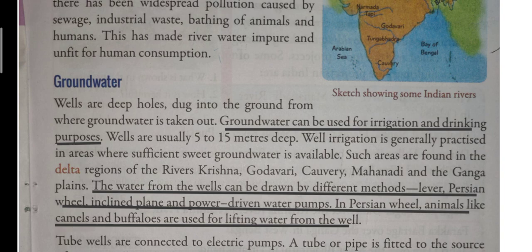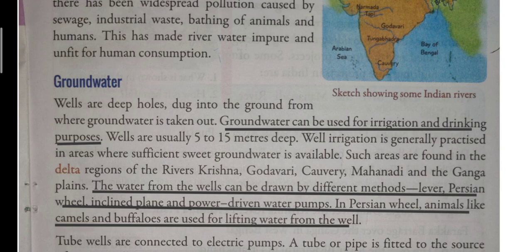So children, the sweet groundwater is available in the areas that are found in the regions of Krishna, Godavari, Kaveri, Mahanadi and Ganga. So in all these places you will find sweet groundwater. Now, water from the wells can be drawn by various methods. Drawn means taken out. So, water from the wells can be taken out by four different methods.